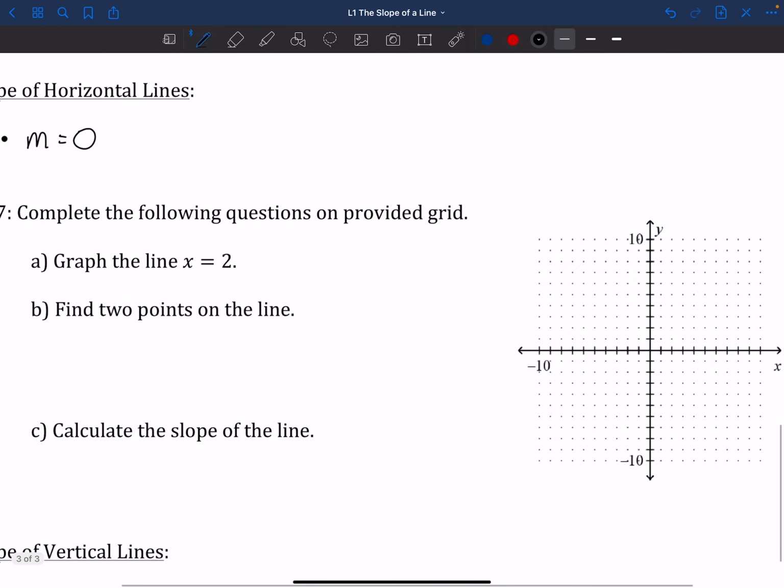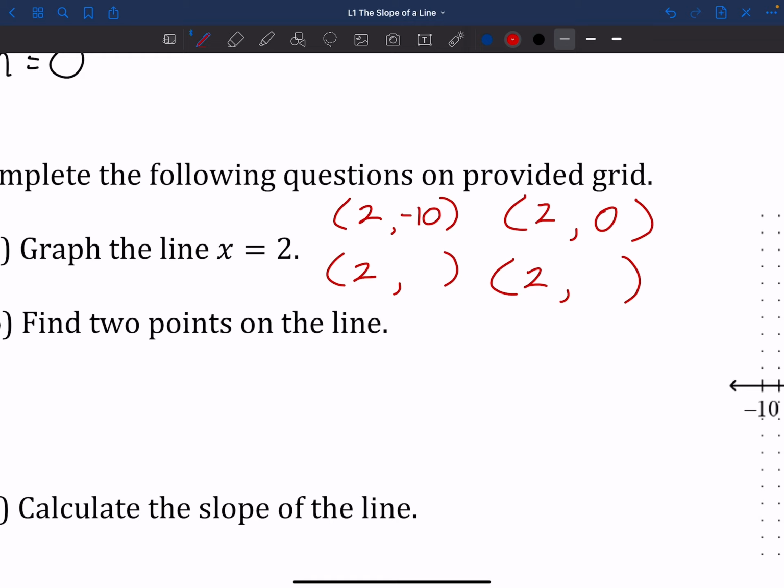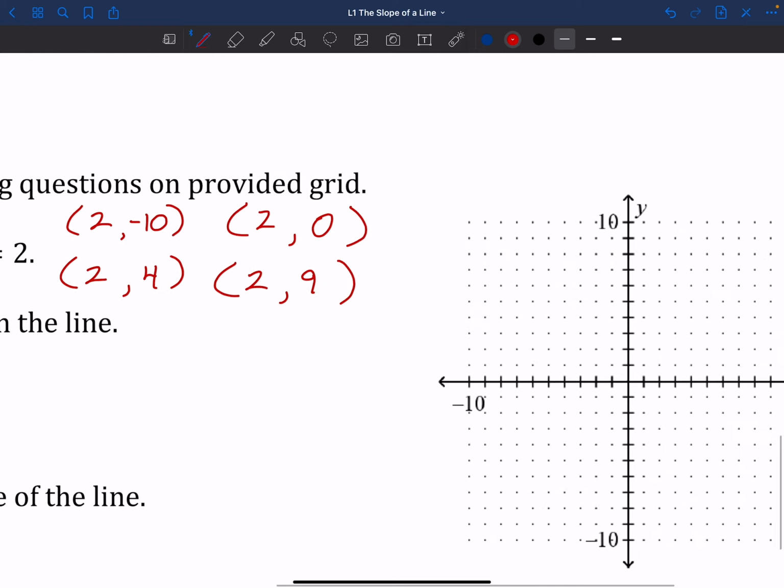Let's graph the line x equals 2. Let's start off the same way. If I wanted to choose some points to put on the graph, we know that the x has to be 2, so I can fill all of this in. All of those are going to be 2. After that, it doesn't really matter what we choose for the y's. So let's choose -10. 0 was a good one last time. Let's choose 4 and 9. All of those points have an x equal to 2, so they will all work for the line that we want to graph.